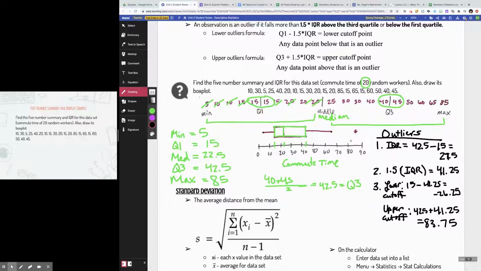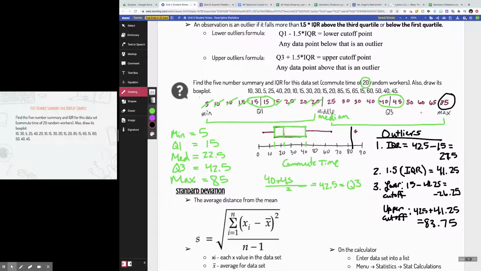So here, 83.75, which is approximately right here, is my cutoff point. So any data point above that is an outlier. And if I look at my data, I do have a data point above 83.75. Okay, so that data point is an outlier, right?